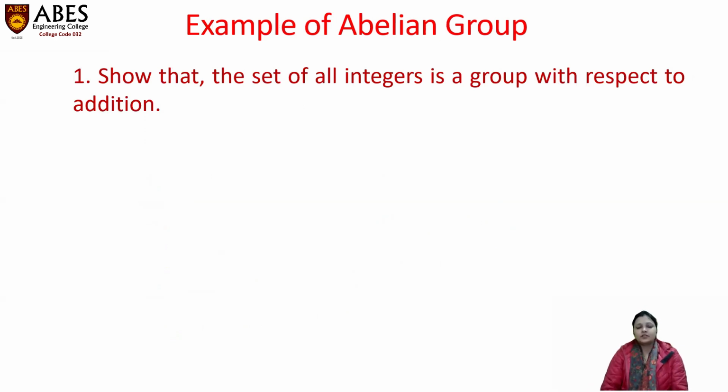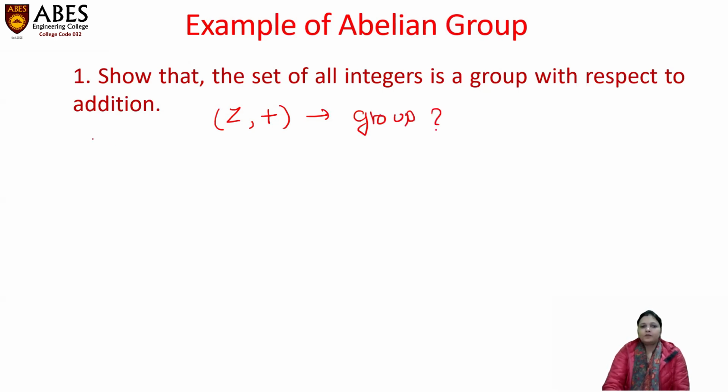The first example is to show that the set of all integers is a group with respect to addition. So here the question is the set of integers, as I discussed previously also. We have to show whether it is a group or not. So we know that for a group, it should first be an algebraic structure, and for an algebraic structure, it should satisfy the closure property.